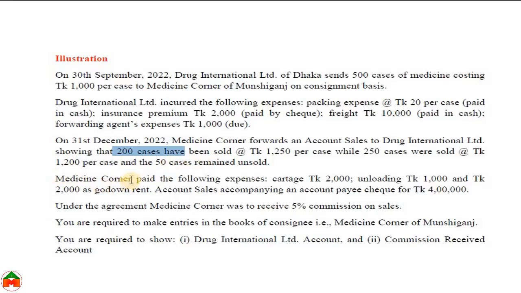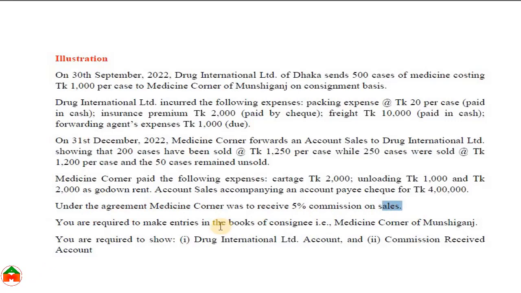However, we can see the medicine corner here. The medicine corner is the agent or consignee. The medicine corner paid the following expenses: cartage Taka 2000, unloading Taka 1000, and godown rent Taka 2000. As well as we can see the consignee has sent a check with the amount of Taka 4 lakh. And we can see the medicine corner, I mean the consignee, is entitled to receive a 5% commission on the sales proceeds.